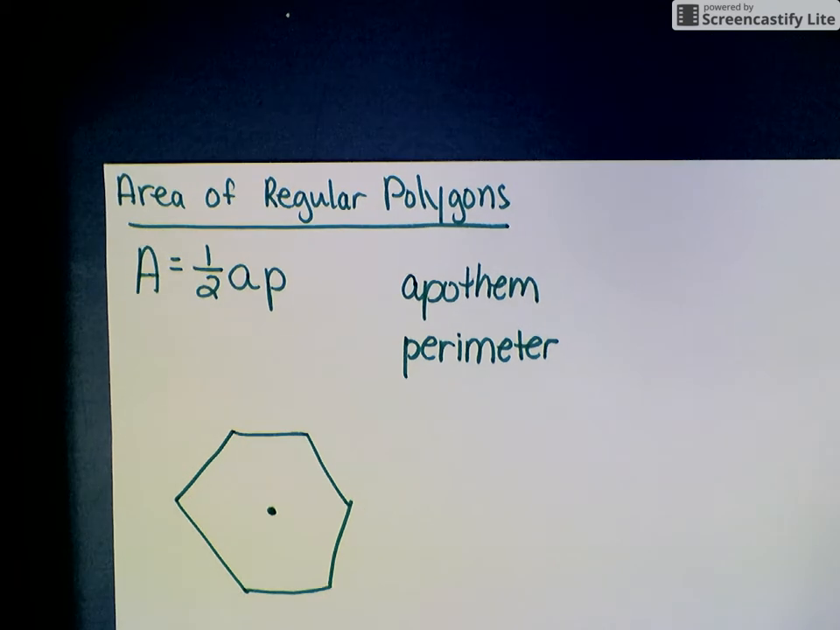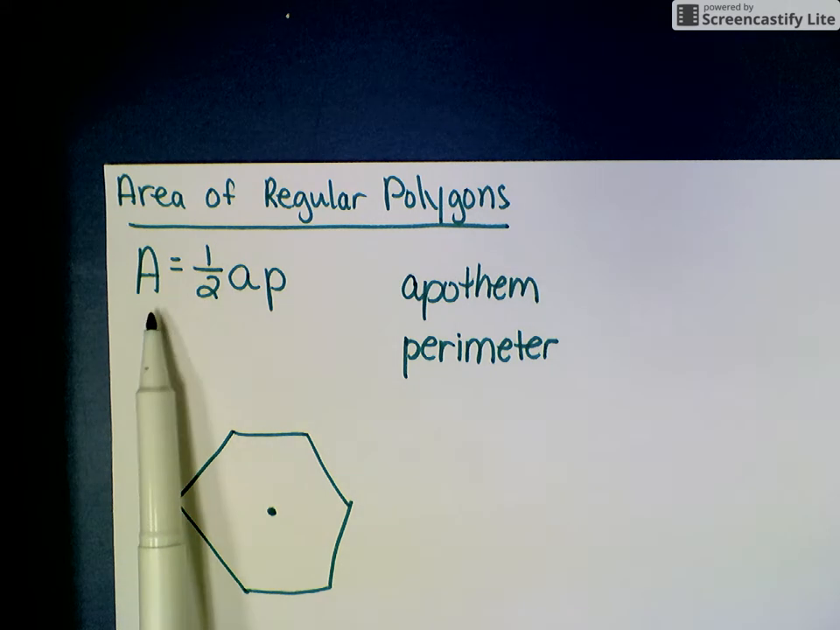Hello, today we're going to look at how to find the area of a regular polygon. I do want to remind you a regular polygon is a polygon that has all sides equal in length and all angles equal in degrees. We will be focused for this video and for this chapter on just regular hexagons, but the formula that we're going to talk about would work for any regular polygon.